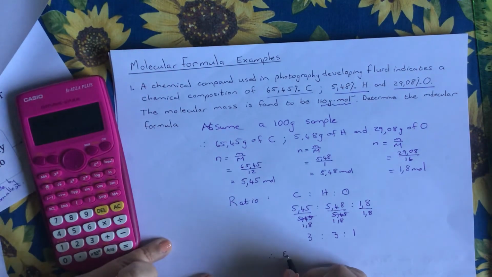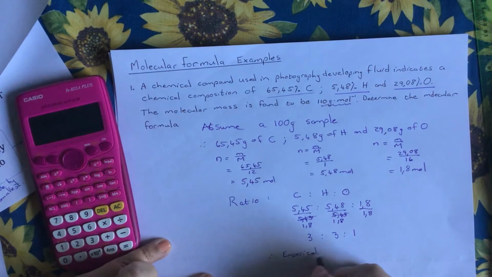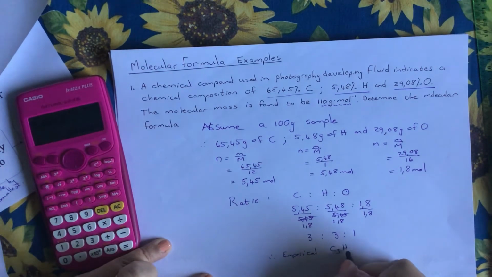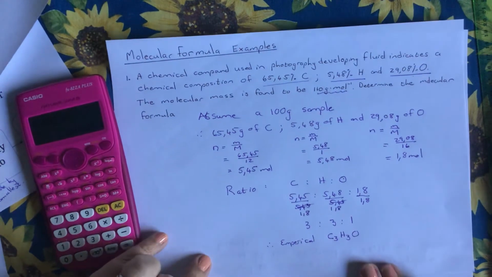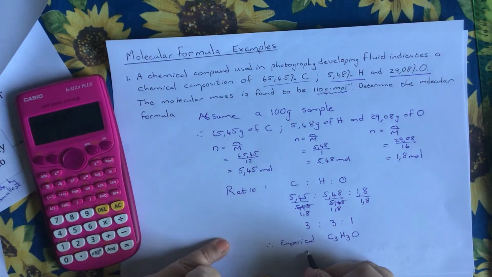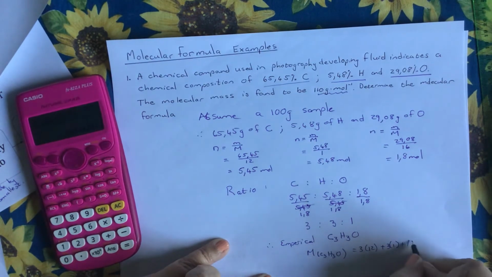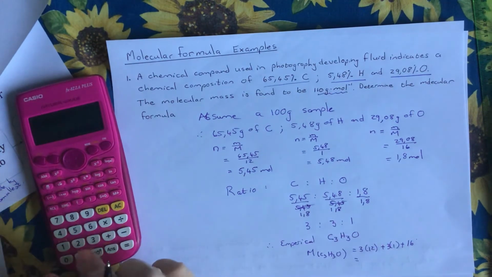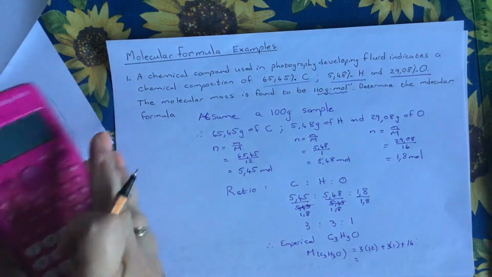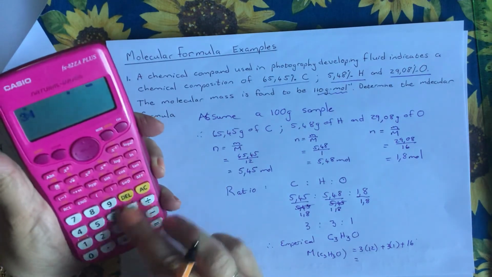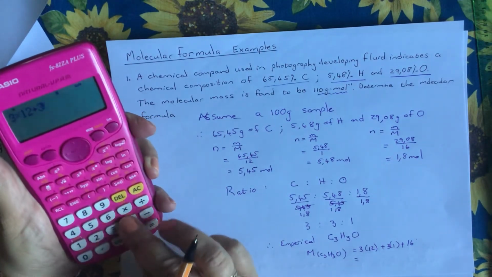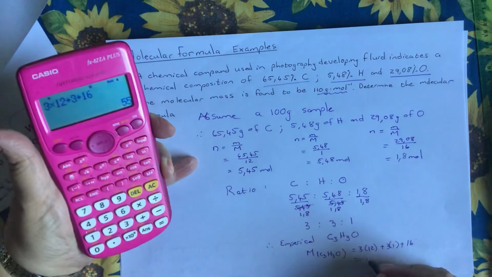So my empirical formula is C3H3O. Now we need to get the molar mass of this. Molar mass of C3H3O is 3 times 12 plus 3 times 1 plus 16, which adds up to 55.